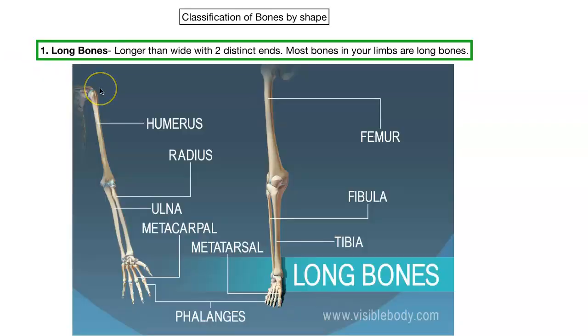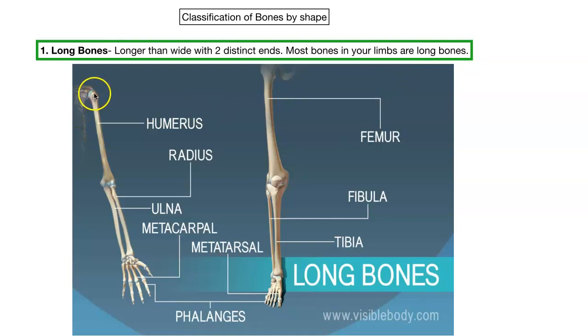So, the way they classify bones is by shape. Now there's going to be 1, 2, 3, 4, 5 different classifications of bones by their shape. First is going to be long bones. Makes sense. They're longer than they are wide and they have two distinct ends. Most of the bones in your arms and legs are long bones.